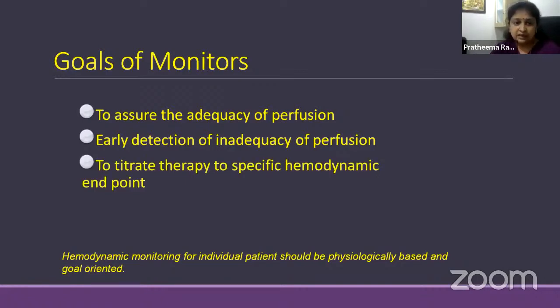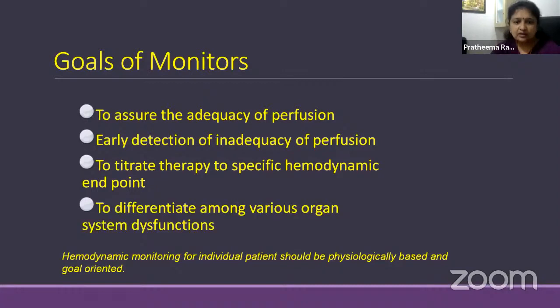And if we are alerted, we give some intervention. So we assess and we intervene. How much should we intervene? Is there any measure? That is titration. And there are different organ system dysfunctions. Can we differentiate? These are the things which the monitors need to tell us. This is what we expect from the monitors, because we can always stand and look at the patient's numbers, but we need the monitors to tell us what's happening. Is there any issue? Immediately, the monitor has to alert us.